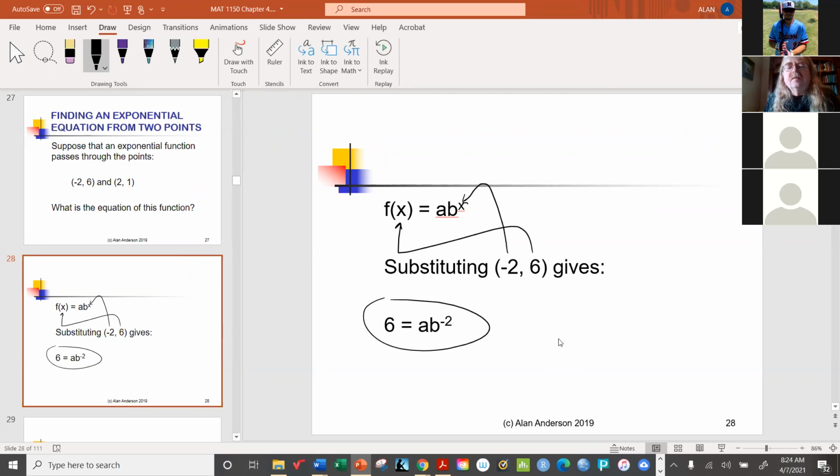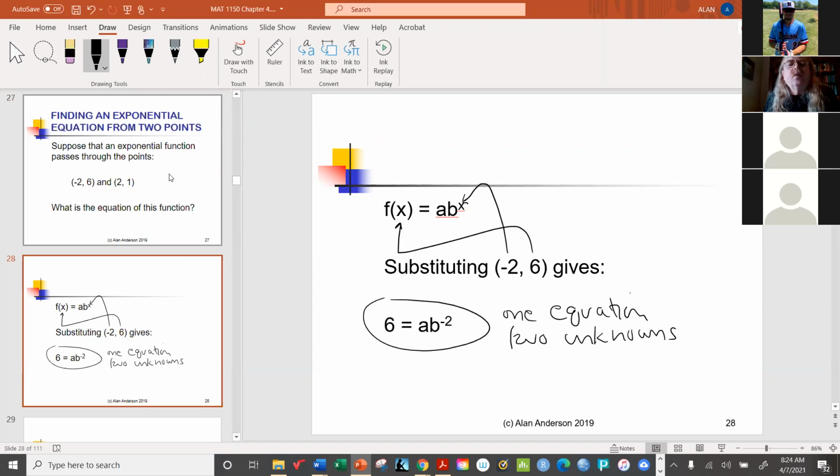So this is something that we know, but this by itself isn't enough for us to identify the values of a and b, because we have one equation and 2 unknowns. So we need a second equation to figure out what a and b are equal to. So what do we do? Well, we go back and try the second point, which is (2, 1).